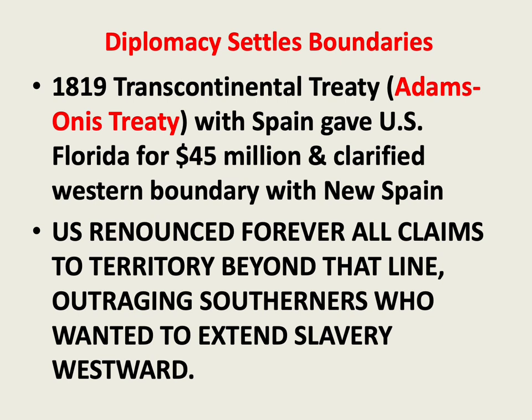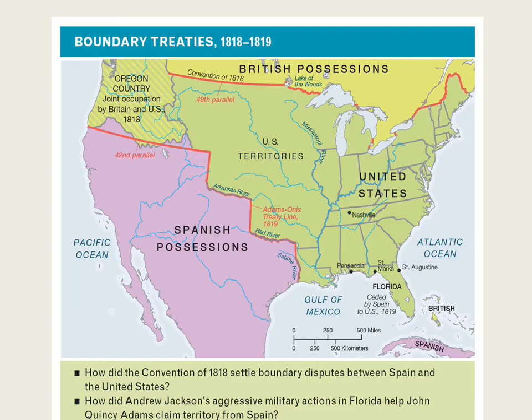But of most importance, this treaty decided on the boundaries between New Spain, or the Spanish colony of Mexico, and the United States. I'll do this last point in a minute. Let's look here at the map. So here we have, you can see in purple the Spanish possessions, and in green the United States.